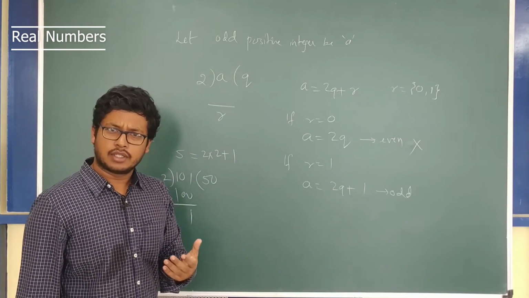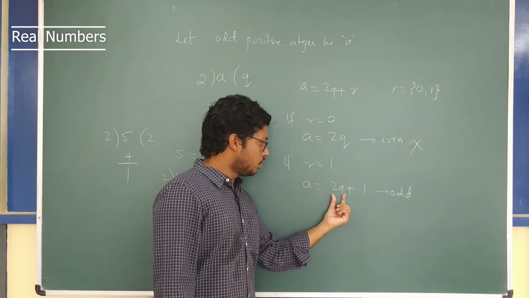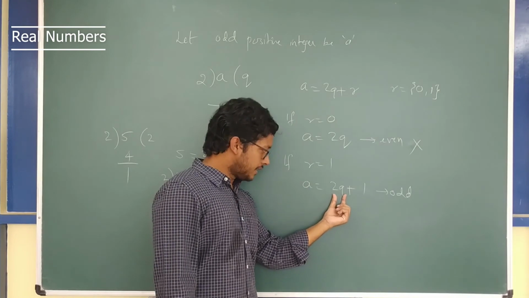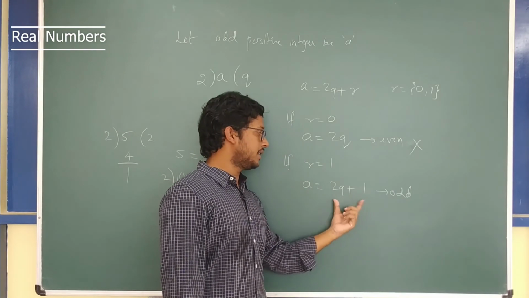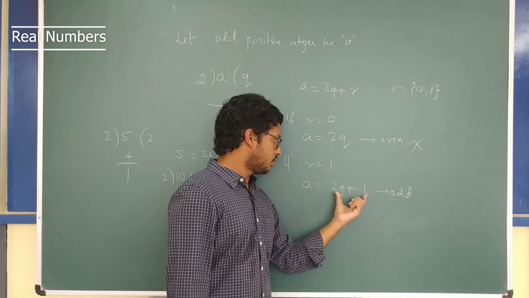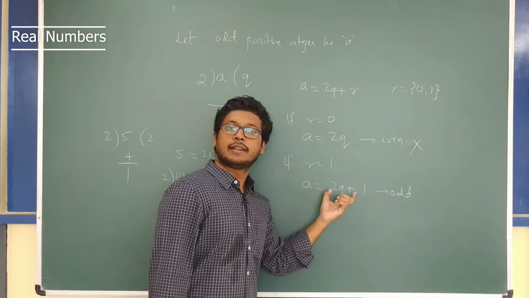I hope you understood the argument. The argument here is that 2q is an even number. When you add an odd number to an even number, the resultant will be an odd number. So any odd number can now be expressed as 2q + 1.